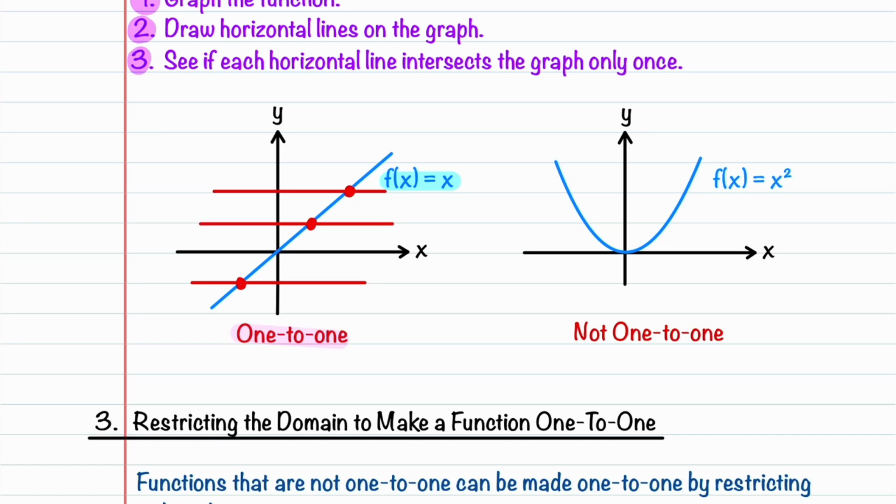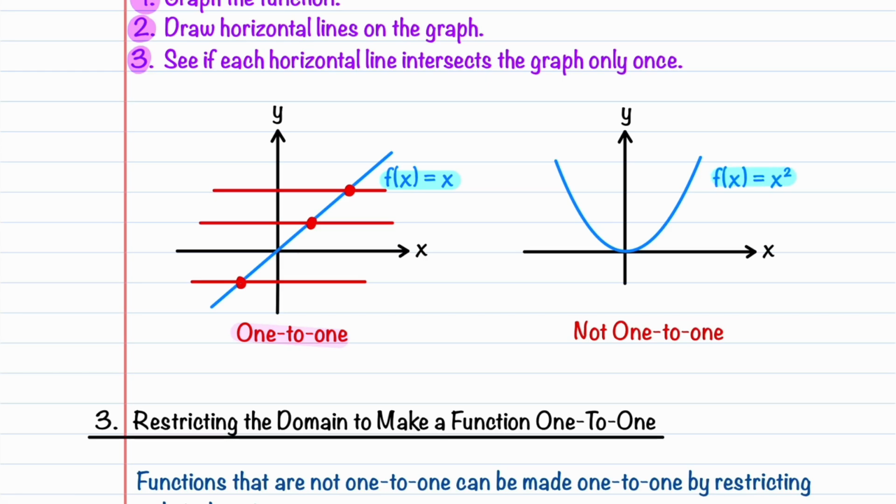Let's look now at the graph on the right. This is our f of x equals x squared. And let's go ahead and draw our horizontal lines. I'm actually going to do one right down here at the vertex. This line intersects our graph once.